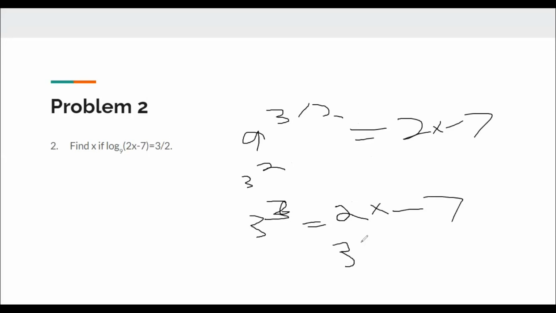So 34 is equal to 2x. So x is equal to 17. X is equal to 17.